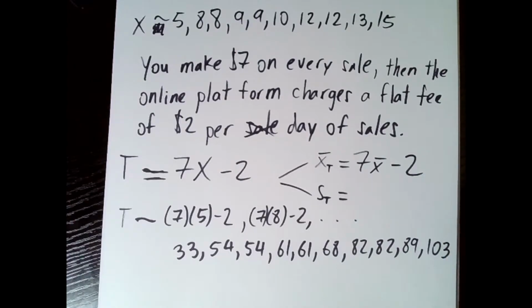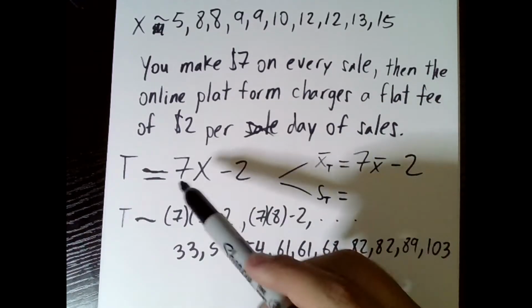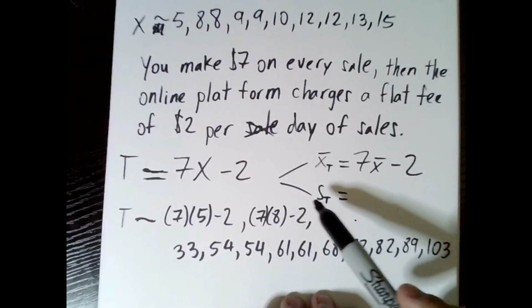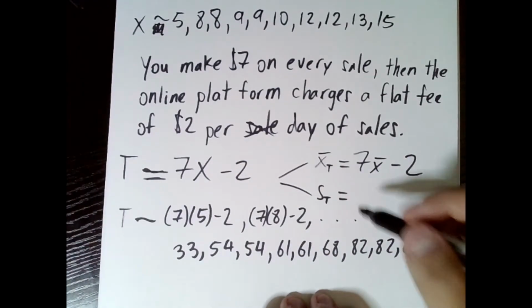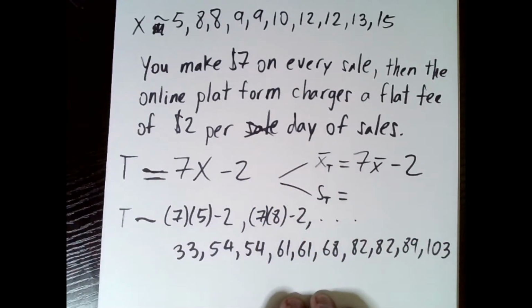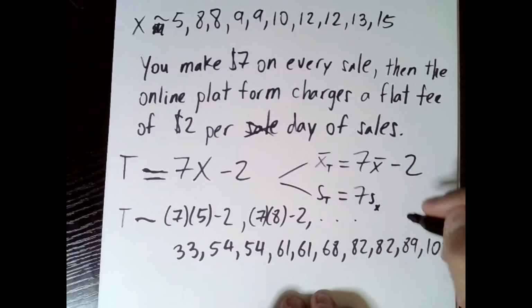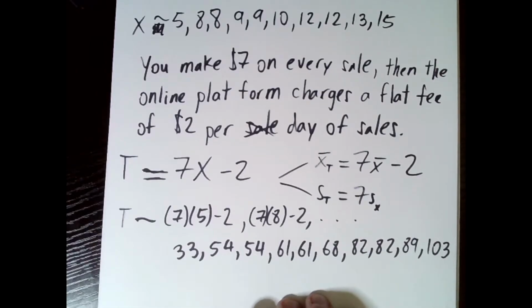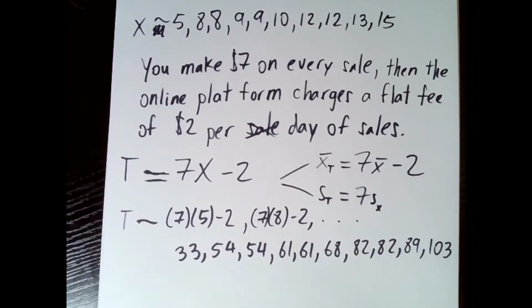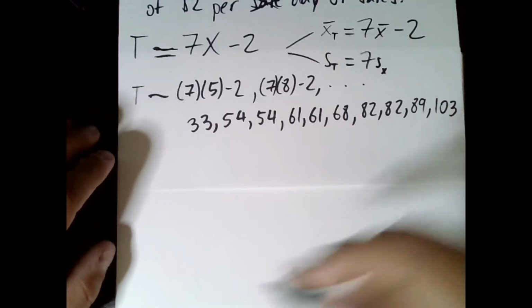However, when we're looking at the standard deviation of t, the only aspect of this linear transformation that's going to affect it is the multiplication. The standard deviation, and any other measure of spread, is going to be resistant to this subtraction. So the standard deviation of t is just going to be 7 times the standard deviation of x. Before I complete this entire thing, this gives us a general formula for how these transformations work.